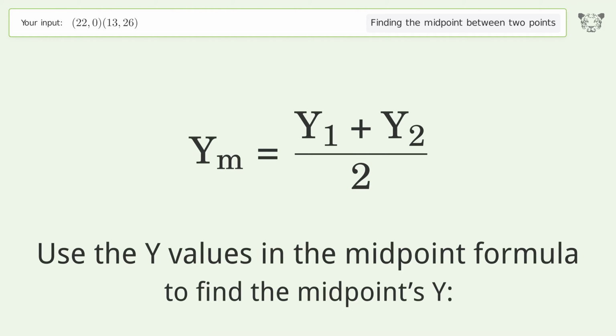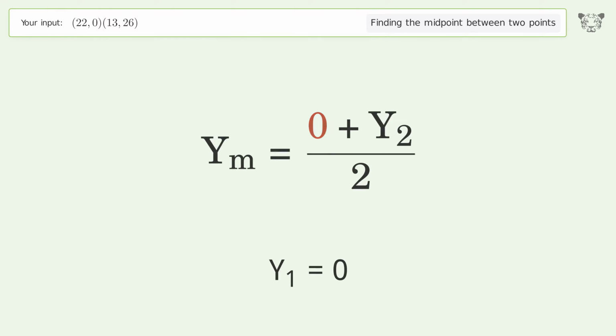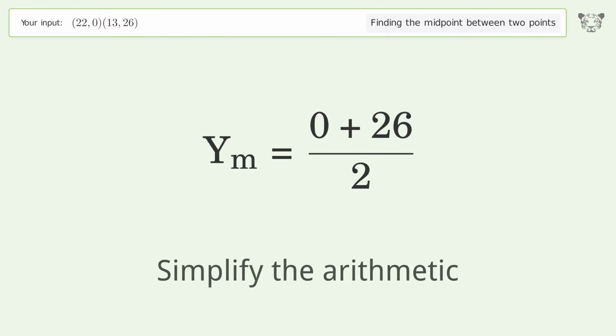Use the y values in the midpoint formula to find the midpoint's y. y1 equals 0. y2 equals 26. Simplify the arithmetic.